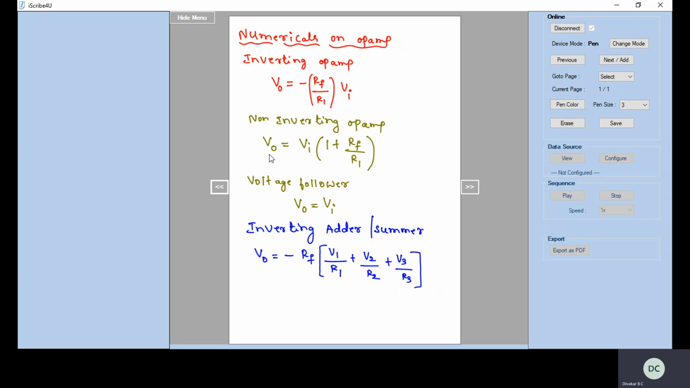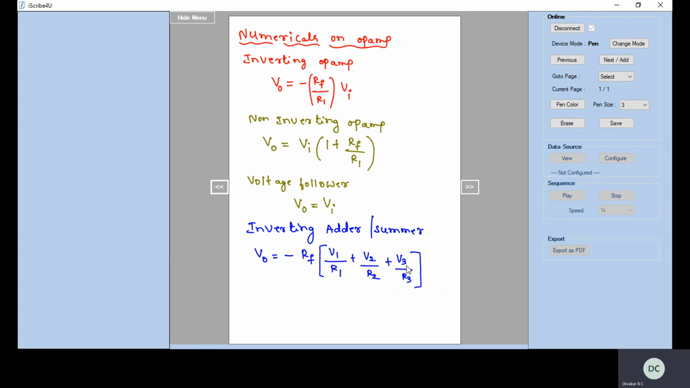The output expression for the non-inverting operational amplifier is V0 is equal to Vi into 1 plus Rf by R1. Vi is the input voltage, Rf is the feedback resistance, R1 is the input resistance, and the output voltage expression for the voltage follower circuit is V0 is equal to Vi, and the main application of the voltage follower is it is used as a buffer amplifier, and the adder or summer circuit is one in which the output voltage is the negative sum of all the input voltages.